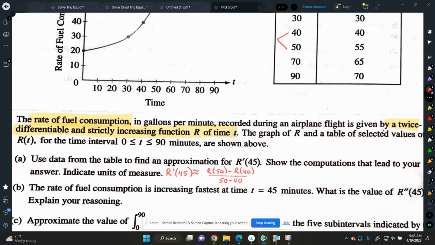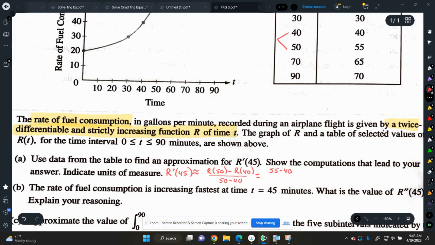This type of question is designed to test your understanding of what the derivative is. The derivative is the instantaneous rate of change, which means we want to take as small an interval as possible for that average rate of change. The smallest possible interval we can get is between 40 and 50 with the known information that we have. This is a calculator section, so you could just put your answer directly from here, but I'll write it out for you.